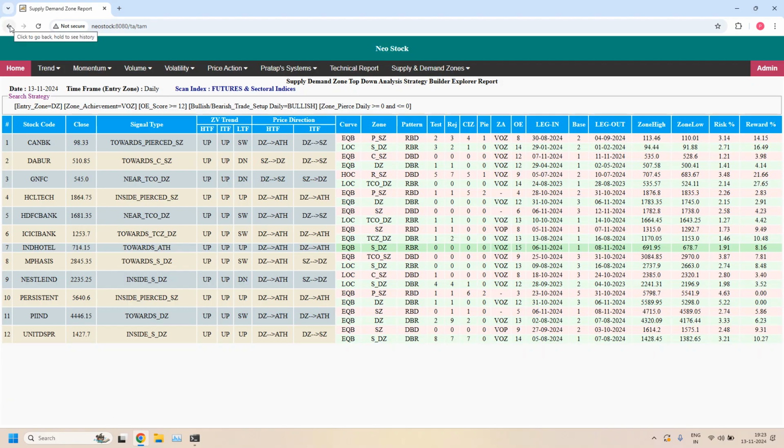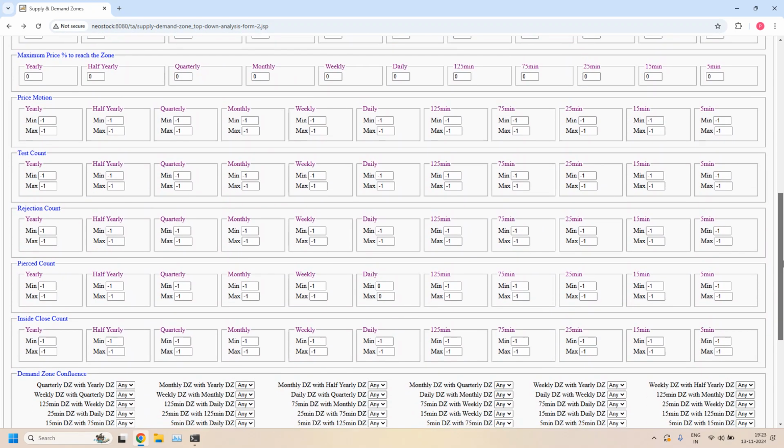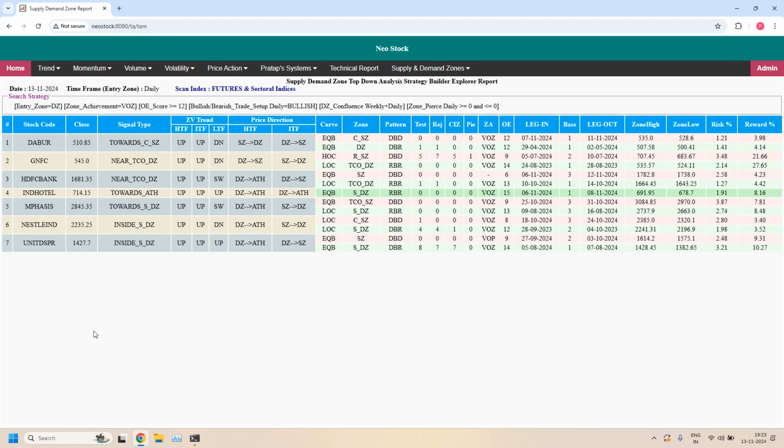So first let me check LTF, ITF demand zone confluence. That is a daily and weekly demand zone confluence. So with this filter from 12 stocks, we got 7 stocks. In all these 7 stocks, the daily demand zones are part of the weekly demand zone. Okay, because the daily is part of the weekly and the weekly trend is uptrend, if any of these zones are having weekly EMA confluence, they are even more high probability setup.